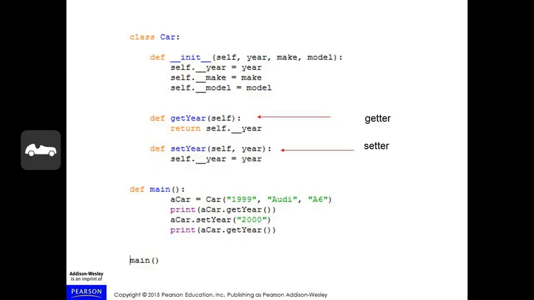So let's take a look at this car example. We know that outside the class definition, for example, inside main, we cannot say car dot double underscore year. We cannot do that because the double underscore year is private. It cannot be accessed outside the class definition. However, in order to get the year information, we can call this method getYear. This is an accessor. And this getYear method will return self dot double underscore year. So basically it will return the year value for a car.